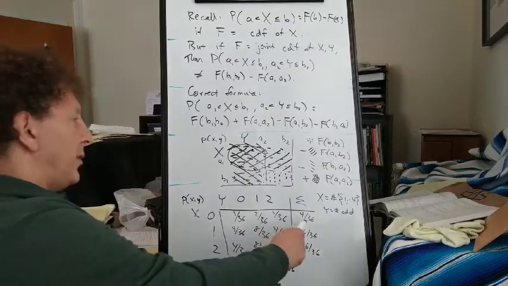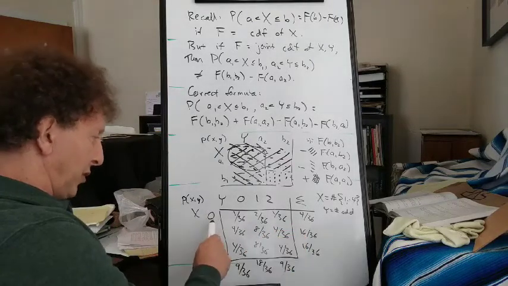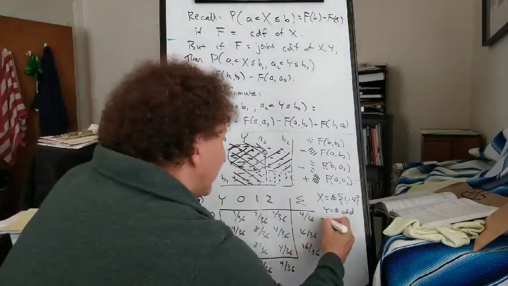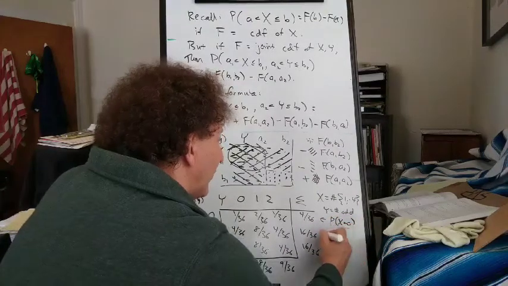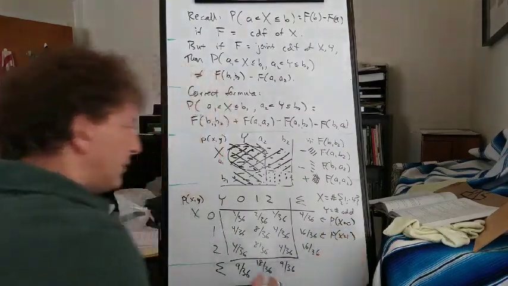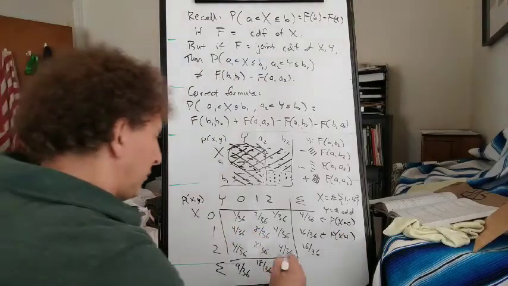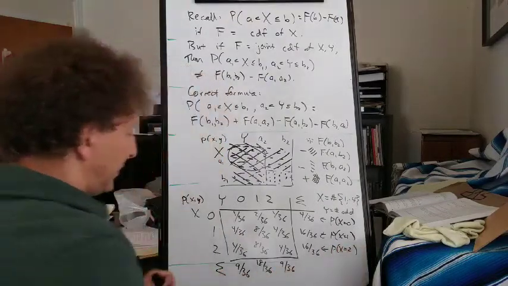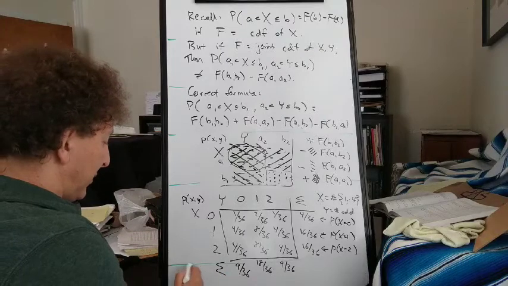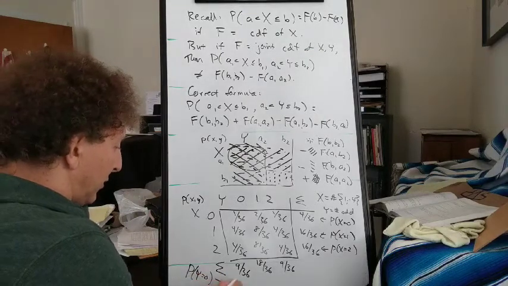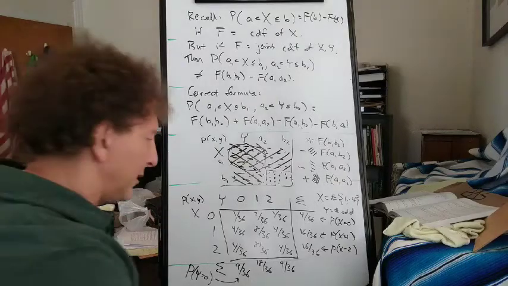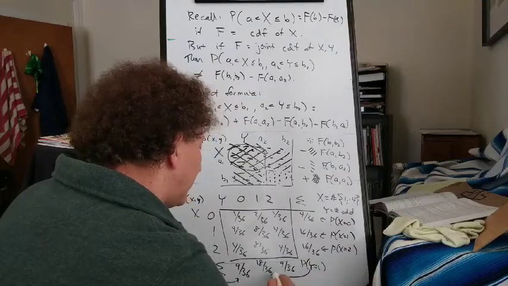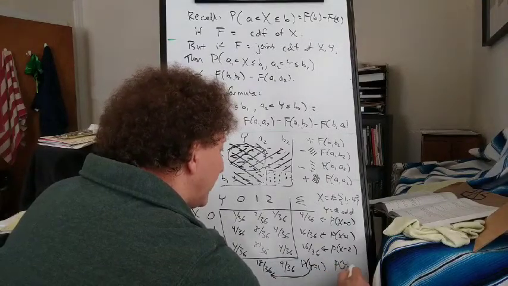So if we think about it, this number should be the probability that x equals 0, because it's the probability that x equals 0 and y equals all of its possible values. So this is the probability that x is 0. This is the probability that x is 1, because we're letting y be all of its values. And then this is the probability that x equals 2. Similarly, here we've got the probability that y equals 0. And here the probability that y equals 1. And the probability that y equals 2.